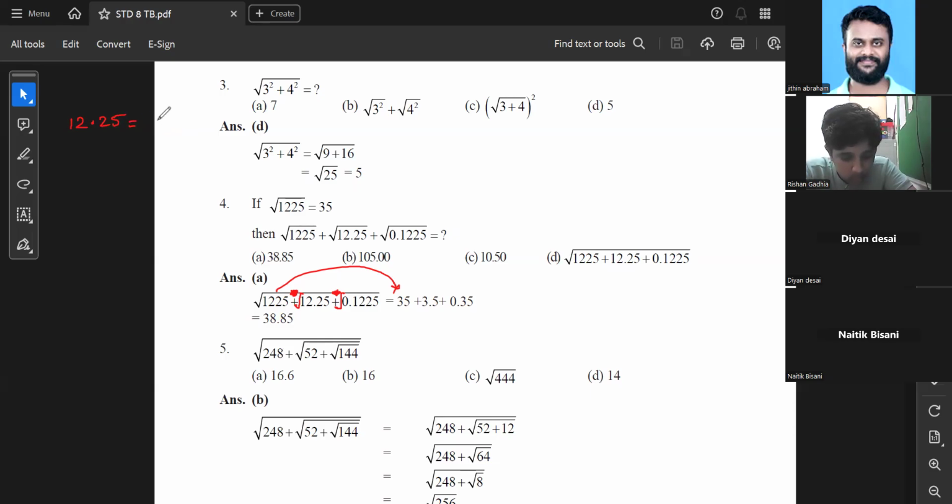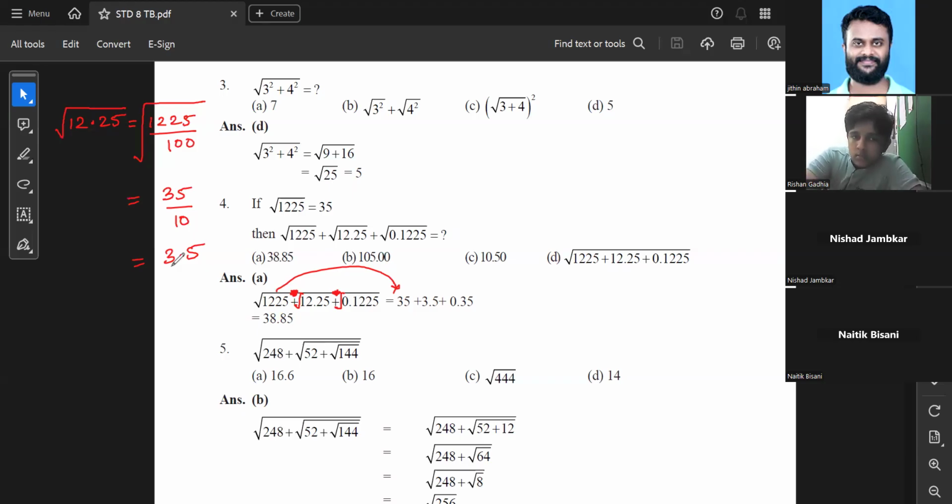Now for 12.25, you can do one thing. You can write this as 1225 divided by 100. Is it possible to do that? Yes. Which means the square root of this can be written as the square root of 1225 over the square root of 100. Now I know that the square root of 1225 is 35 and the square root of 100 is 10. Therefore my answer becomes 3.5. Am I clear this much?